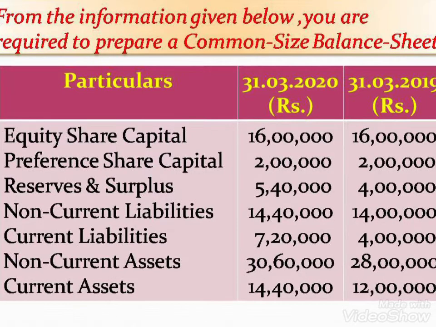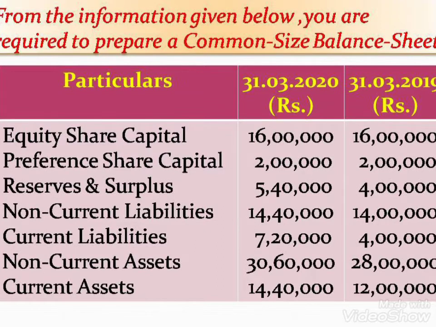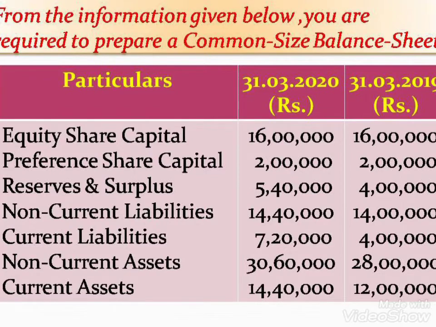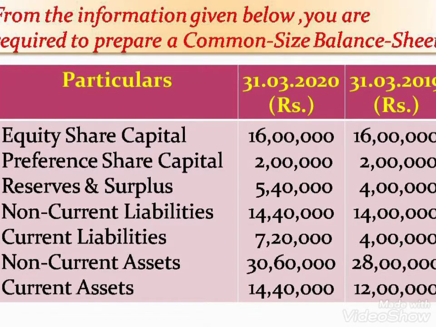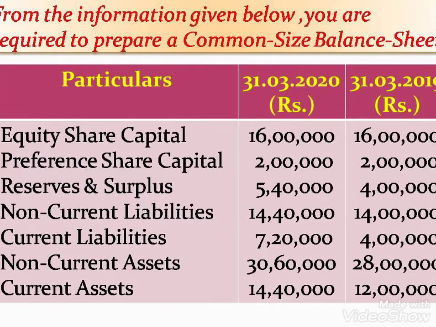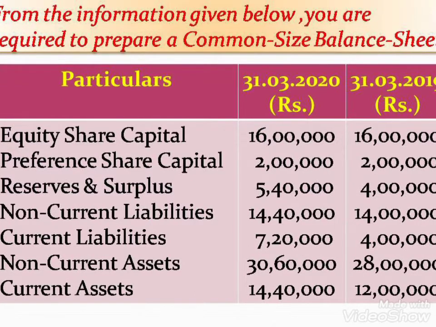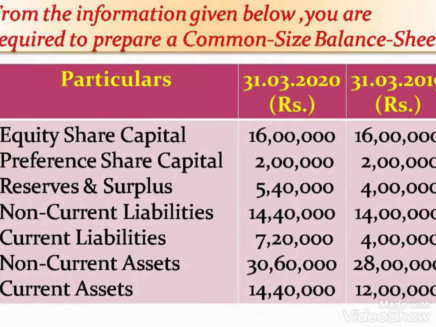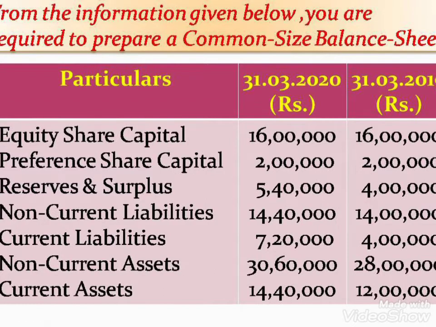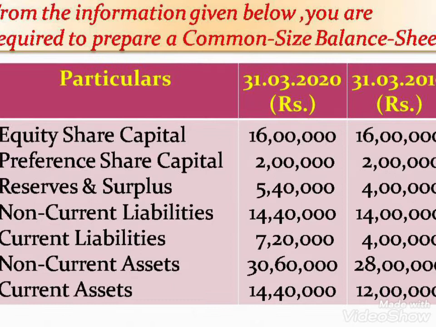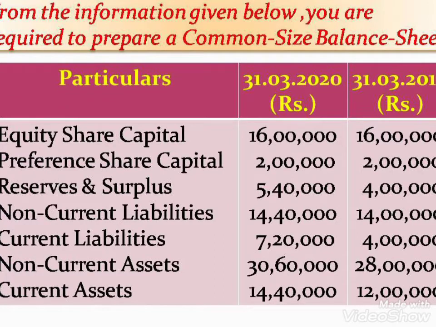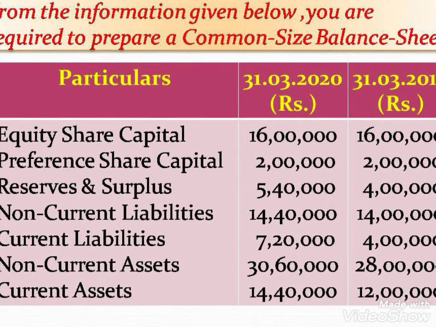Equity share capital 16 lakh for both the years, preference share capital 2 lakh each, reserves and surplus 4 lakh for 2019 and 5 lakh 40,000 for 2020. Non-current liabilities are given 14 lakh for 2019 and 14 lakh 40,000 for 2020. Current liabilities are 4 lakh and 7 lakh 20,000. Non-current assets are 28 lakh and 30 lakh 60,000, and current assets are given 12 lakh and 14 lakh 40,000. From this information, we are supposed to prepare a common size balance sheet.